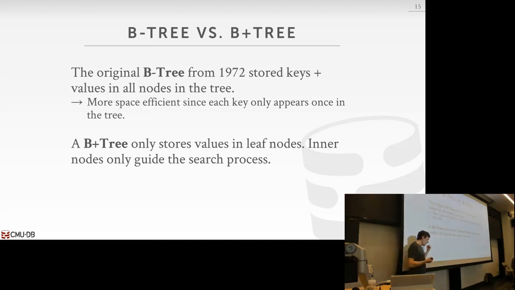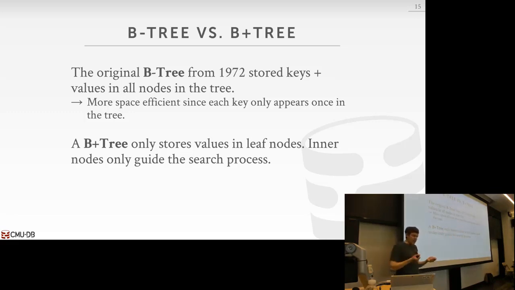Well, one, in the B tree case, I don't have any duplicate keys because I can guarantee that each key will only appear once in my tree. In the B plus tree, because I have all those guideposts up above in the inner nodes, I'm basically duplicating keys.